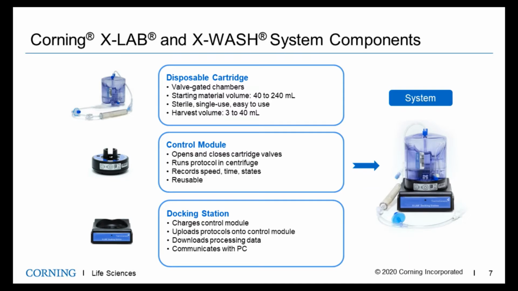And you've heard me toss around the terms X-Lab and X-Wash. To alleviate some confusion there, the X-Lab and the X-Wash systems are really very similar, with the primary differences being in the design of the disposable cartridge to better suit them for different applications. These cartridges consist of multiple valve-gated chambers into which different cell populations are routed. In addition to the cartridge, both systems also include a reusable control module that opens and closes the valves in the cartridge, and a docking station that charges and processes data from the control module.